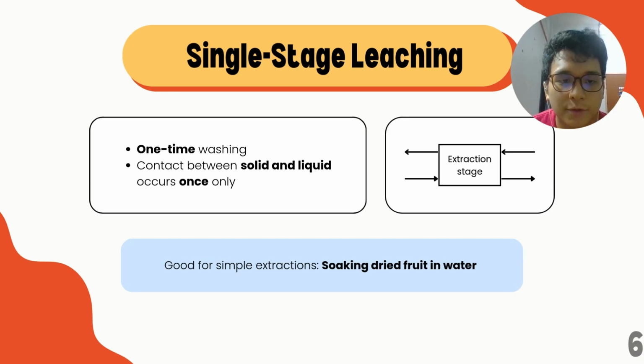Next, I would like to talk about the single-stage leaching. Single-stage leaching is a one-time washing process. The contact between solid and liquid only occurs once. Here you can see a diagram. This diagram is just to show how the process works. Single-stage leaching is very good for simple extractions, for example, soaking dry food in water.